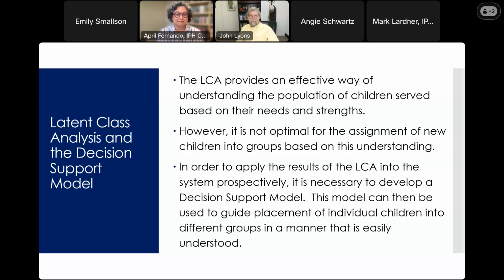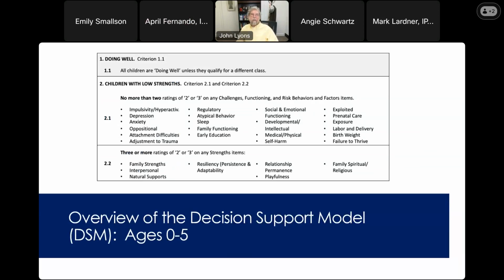All right, back on the next slide. So here's just an example of how it works. You start out with kids doing well. Everybody's doing well unless otherwise specified. And then you start building from there. So to be in the low strengths group, you don't have any needs, right? So that's 2.1. You basically don't have needs, or maybe one, right? And you do have some strengths, but not all strengths. That's how that's designed. So in other words, to be in the low strength group, you want to have minimal needs and have moderate strengths. Have the next slide.